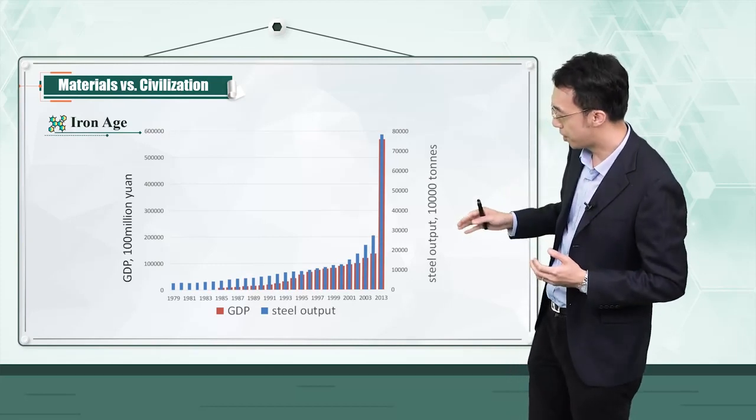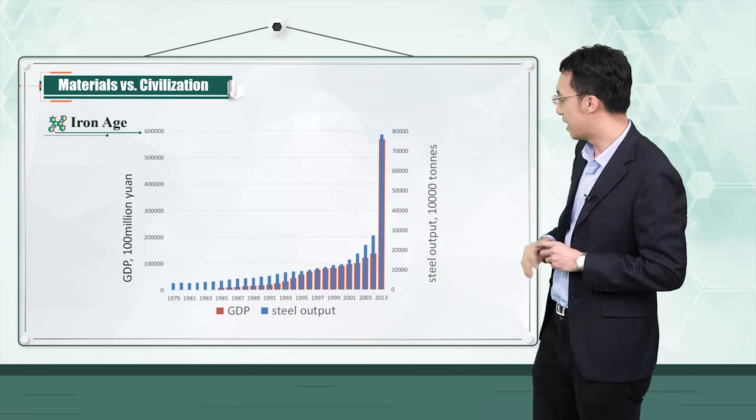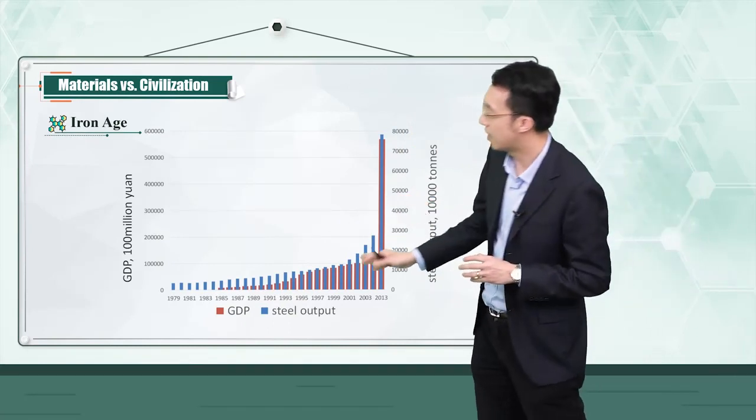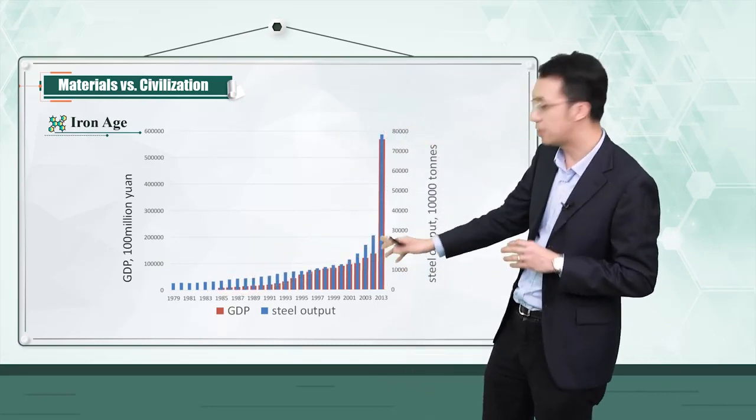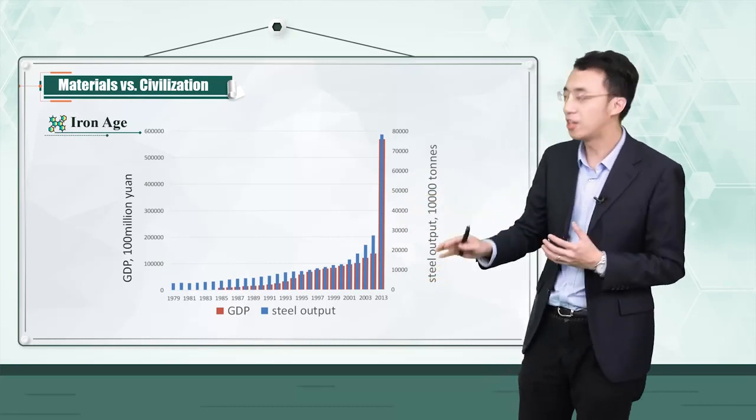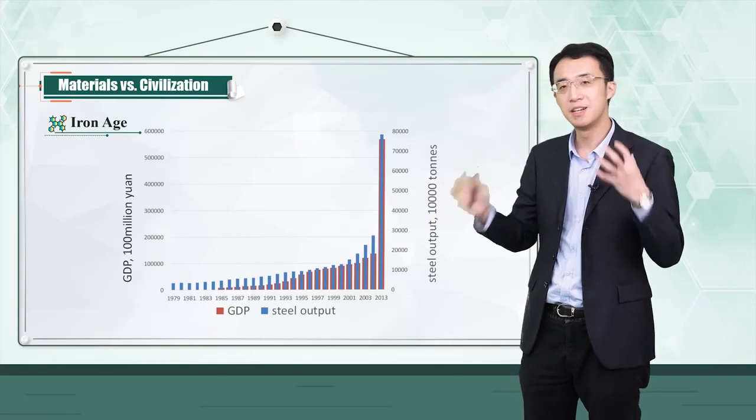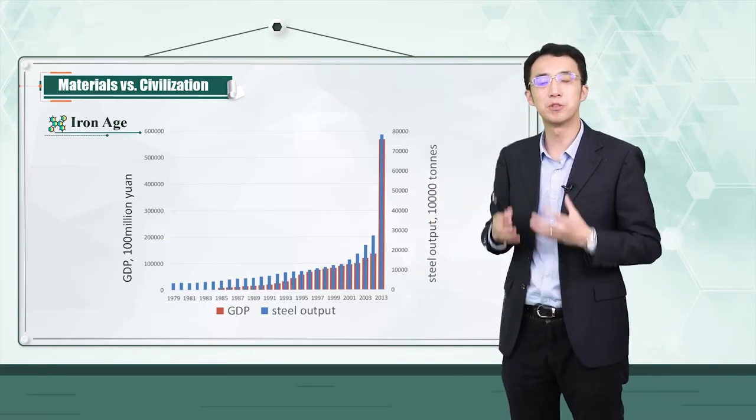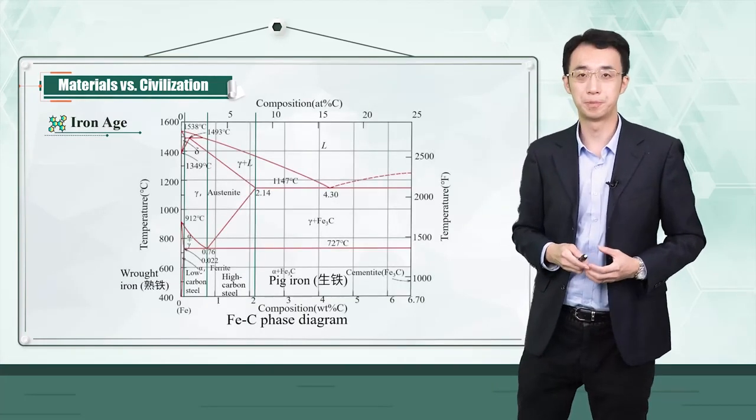For example, this shows the GDP of China together with the steel output. Okay, so you can see that steel production increases with the increasing total GDP of the country. So the amount of steel a country can produce is really a measure of the strength of the economy in that country.